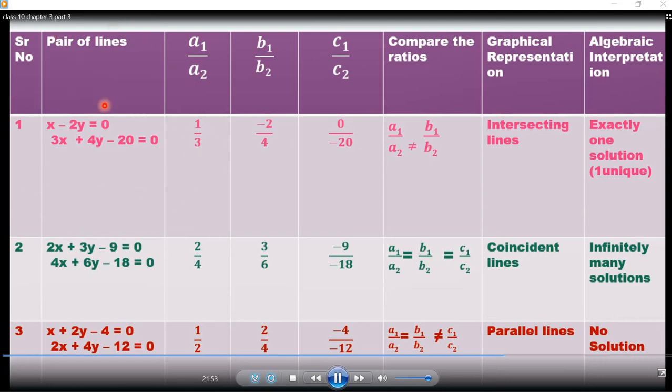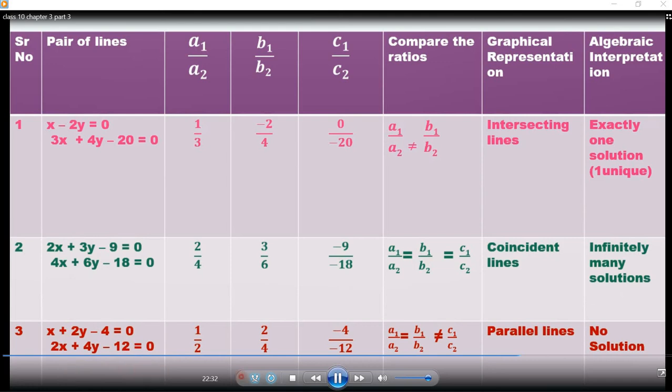See here, the pair of lines are there, with the ratios of the coefficients of x and y, and the constant term. You can see if a1 by a2 is not equal to b1 by b2, then such lines will be intersecting lines and they will have a unique solution. If a1 by a2 is equal to b1 by b2 is equal to c1 by c2, as you can see here it is half, here also half, and here also half, such lines are called coincident lines and they will have infinitely many solutions.